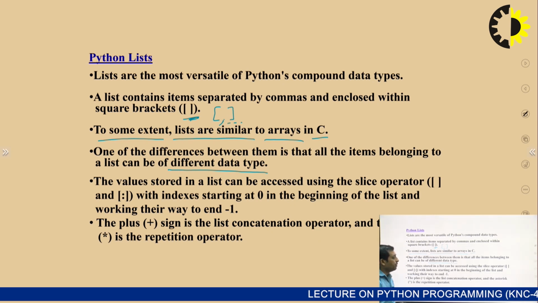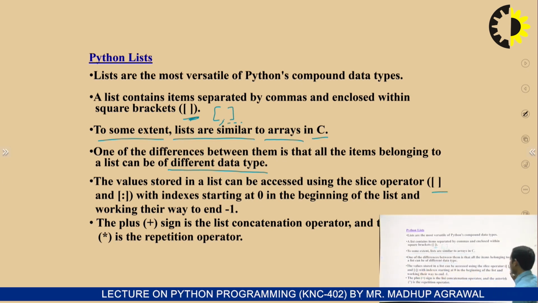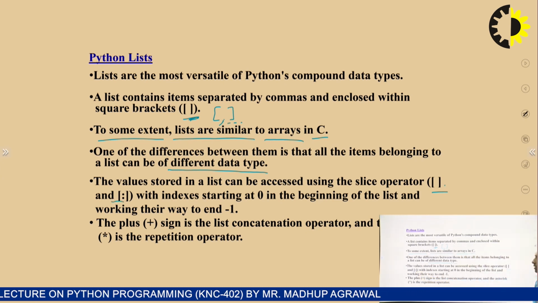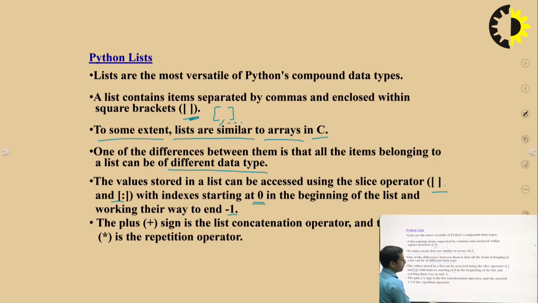The values stored in a list can be accessed using the slice operation. Slice means this is indexing, and this is slice operation. Just like string, in the list also, with index starting from 0, and from the end of the list working backward, the last is -1. Same pattern of indexing, negative indexing and positive indexing. As discussed in the string, list also has negative and positive indexing. Slice operation and concatenation operation also work with the list, and repetition operation also works with the list. The plus sign in the list is the concatenation operation, and asterisk is the repetition operation.